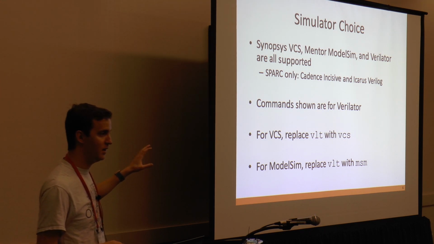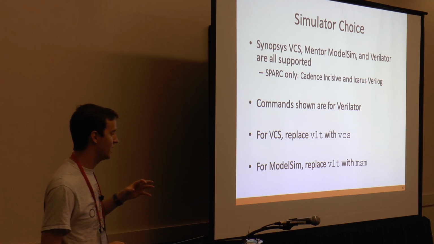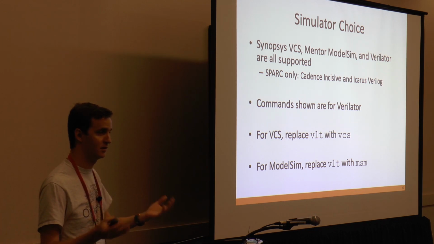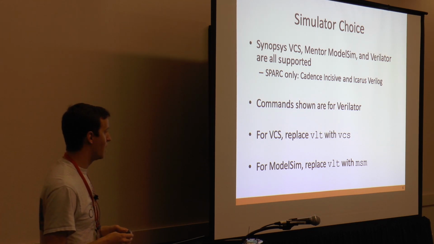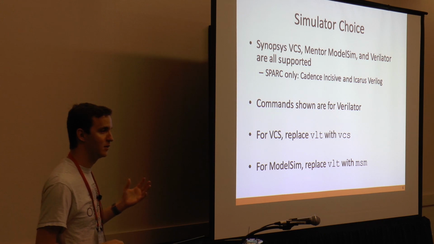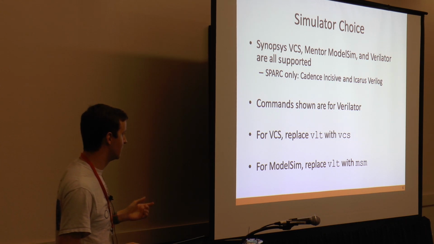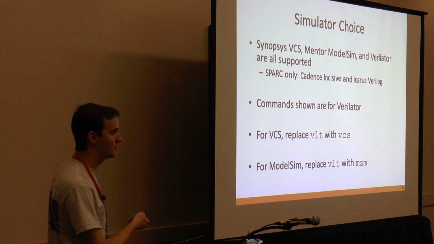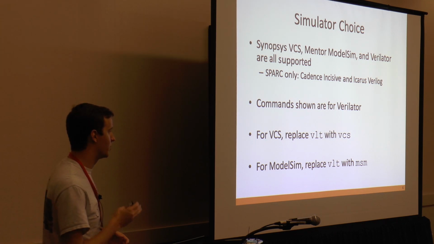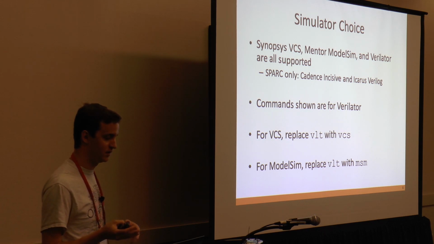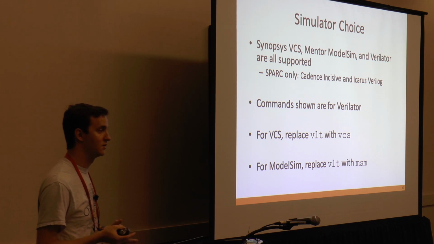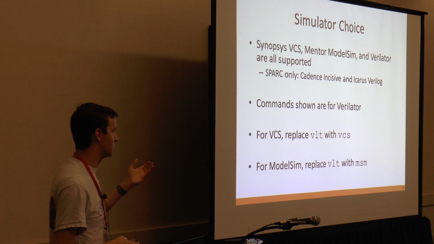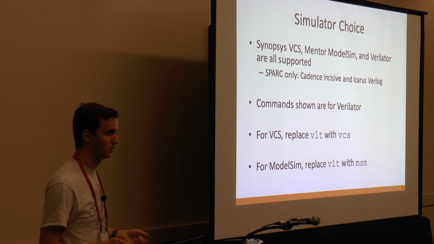In this presentation today, you'll be seeing commands that are used for Verilator because that's the simulator we're using today. But if you want to use a different simulator, it should be fairly straightforward to just cut and paste. Anytime you see VLT in these slides today, replace that with VCS and you can run it for VCS. Or if you want to run ModelSim, just change the flags from VLT to MSM and it should be good to go.